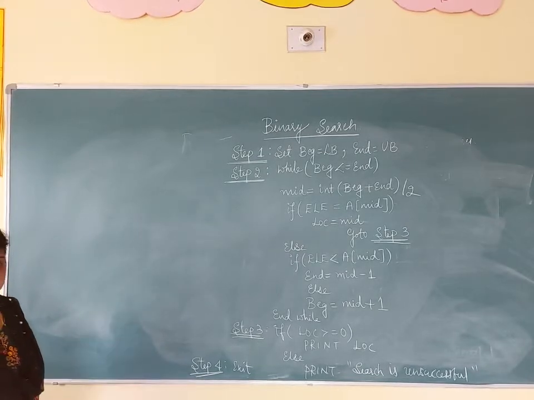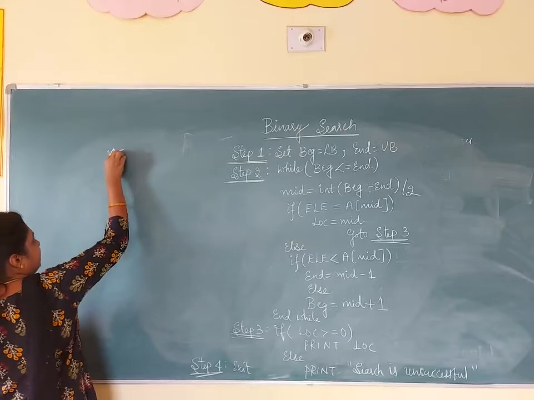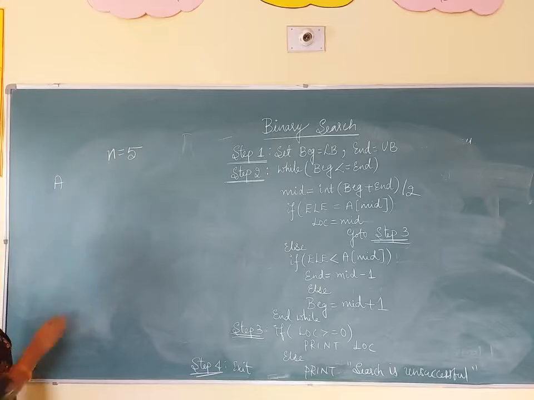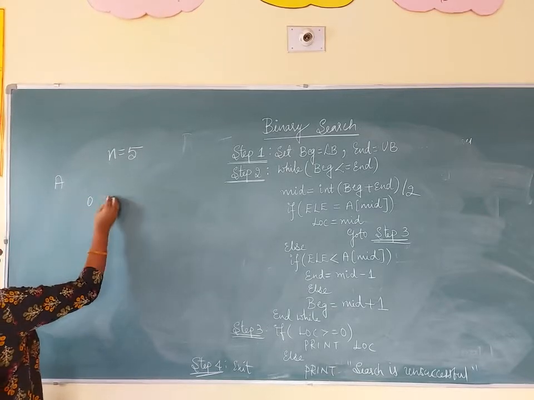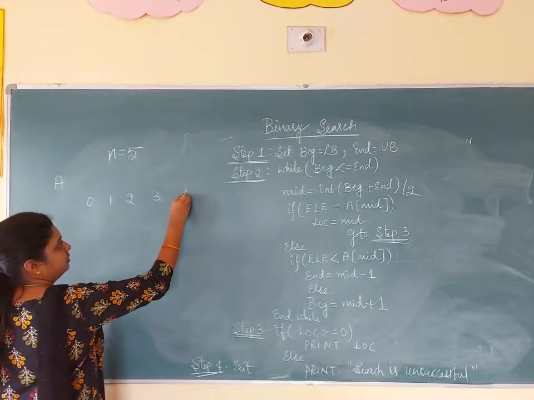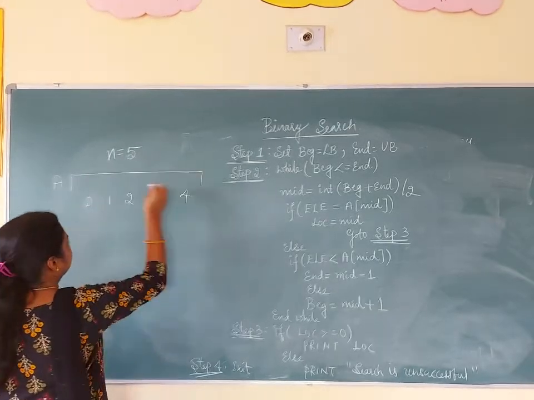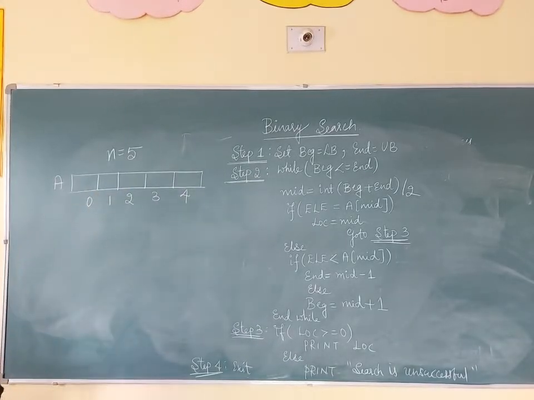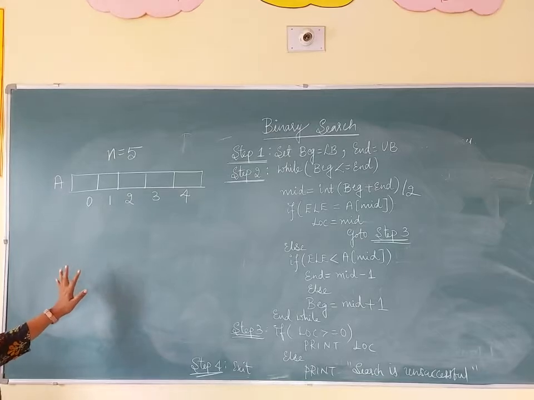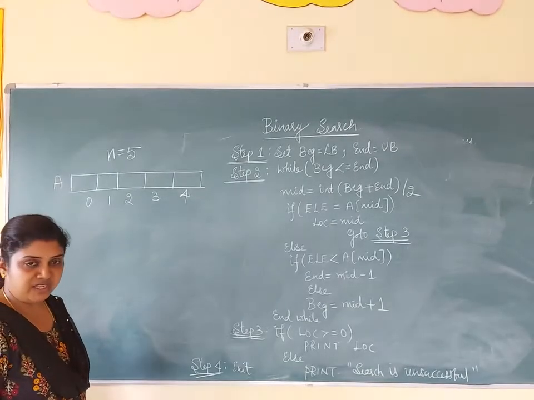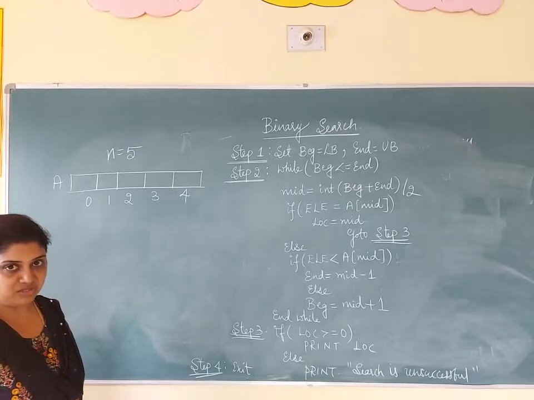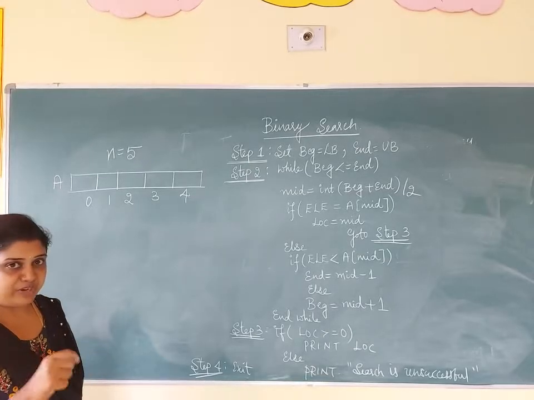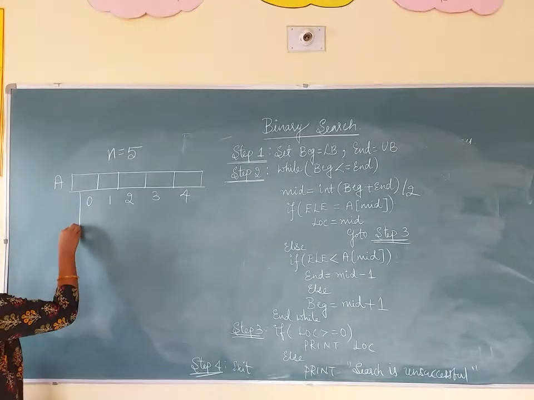So in this binary search algorithm, consider n is equal to 5, and I am taking an array named A. The array indices are 0, 1, 2, 3, 4. This is an array. What is the size I have taken? 5. In this binary search algorithm, first you have to find the beginning, end and mid position, or else you can consider lower bound, upper bound, as well as your mid position.